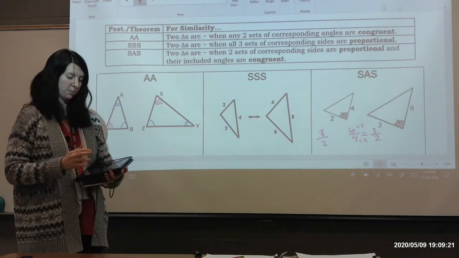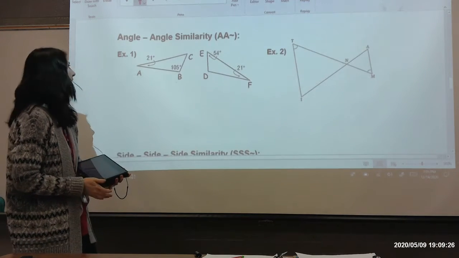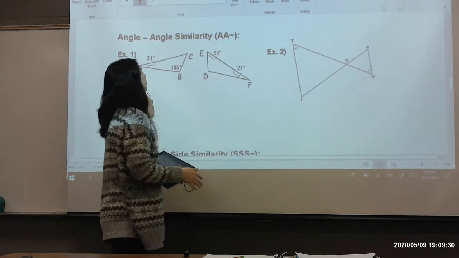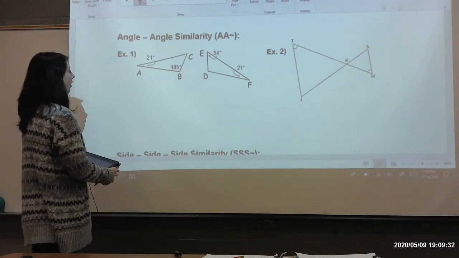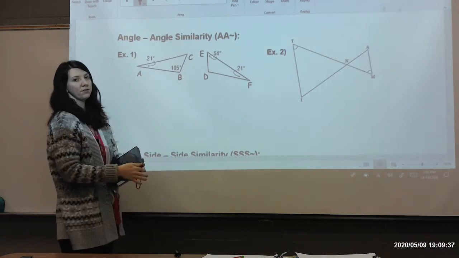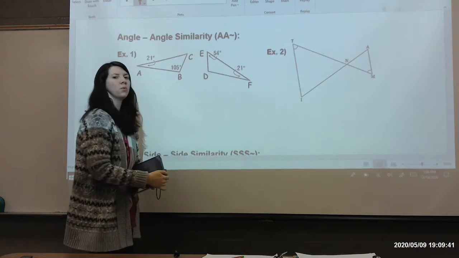So we're going to do 2 examples of each of these. Let's start with the angle-angle similarity theorem. You'll see me write it like this sometimes, angle-angle similarity. Right? Example 1, we have angle A is 21 degrees, angle B is 105 degrees, angle E is 54 degrees, and angle F is 21 degrees.